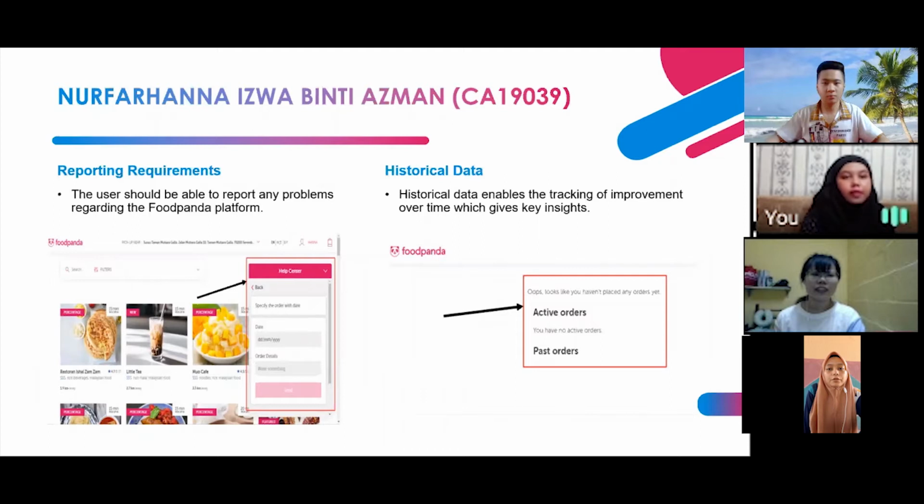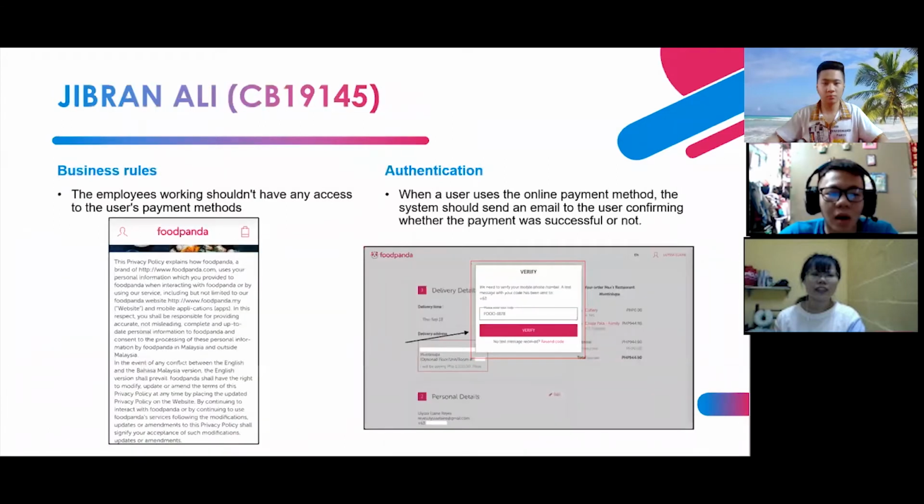Next, historical data. Historical data enables the tracking of improvement over time, which gives key insights. In this particular web page, it shows that Foodpanda recorded everything about the user's active orders and the user's past orders.